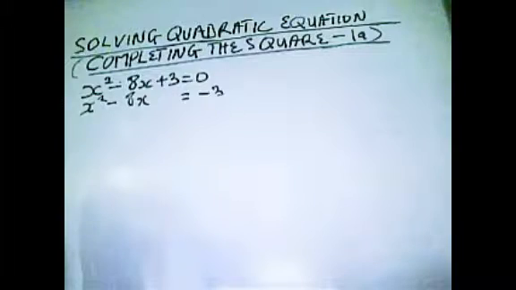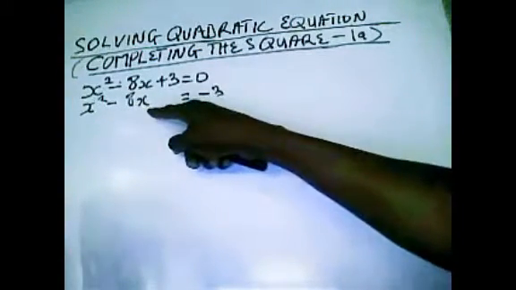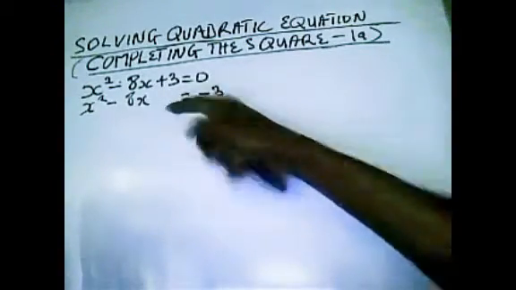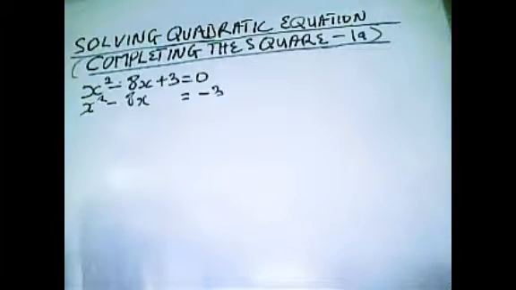Now at this point, what are we going to do? We are going to ask ourselves this question: what are we going to add to x squared minus 8x to complete the square here? That is to make it a perfect square. So from what we did in the last lesson, I believe you can recall. Please, if you have not watched the last video, please go and do so after this lesson, so that you can have a perfect understanding of what we are talking about.